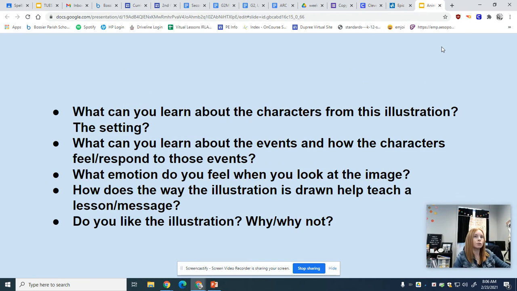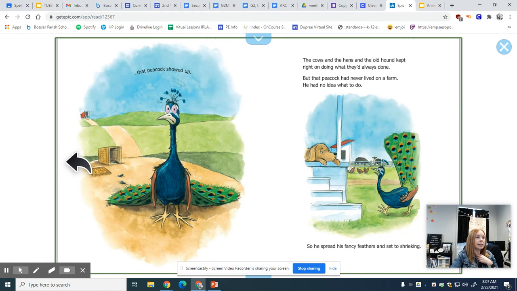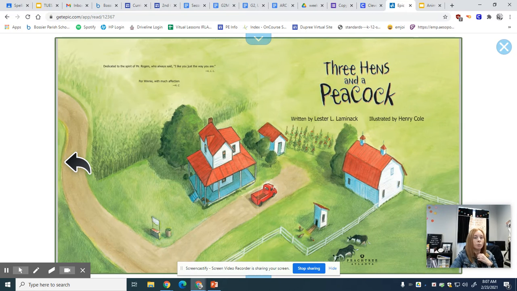So let's look back at our story that we read and let's just have a little peek and see what we can learn about this story from the illustrations only. So right off the bat, when I look at the title page, you see there's a barn, there's cows, hens, there's a garden. So that already gives us a little information on the setting. The setting is at a farm, right?